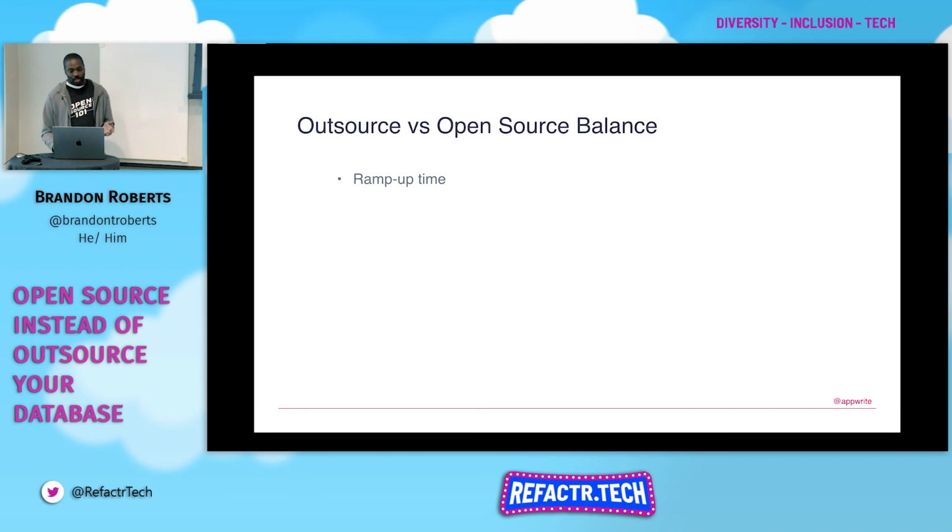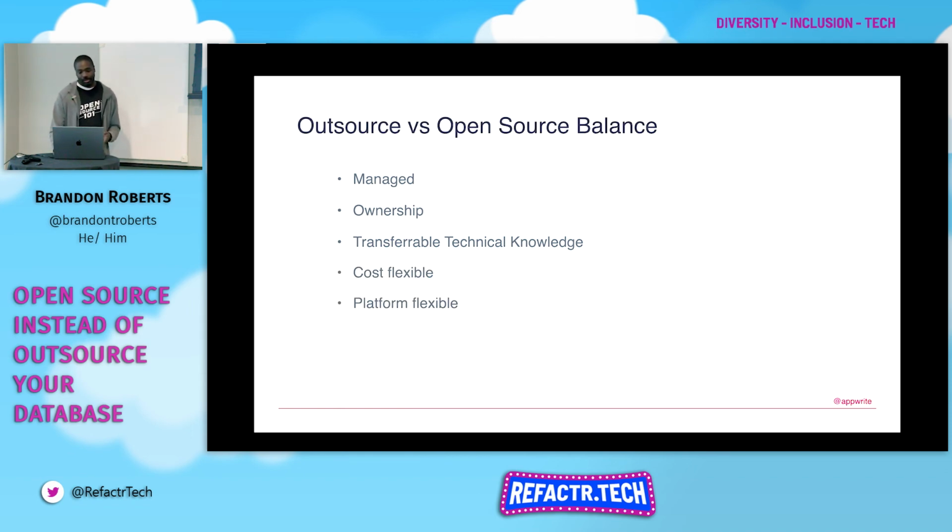So we talked about the open source balance with ramp up time, being secure and scalable, and having these abstractions and being proven. And the balance that we want with open source with also being managed, having an ownership of data, transferable technical knowledge, cost flexibility, and platform flexibility.